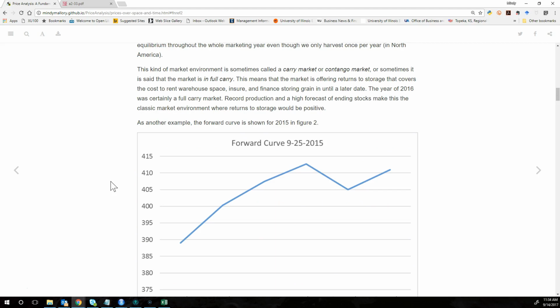So the way we talk about markets like that is we will call it a carry market or a contango market. Both of those words mean that the forward curve has an upward sloped shape. And if the slope is really steep, we might even say that the market is in full carry, and that pretty much means that farmers are being provided ample incentive to store and encouraged to keep grain off the market.